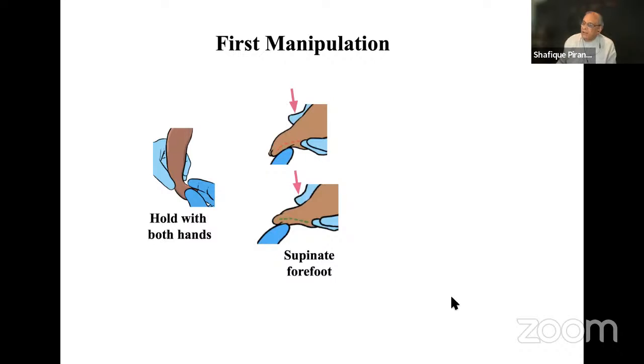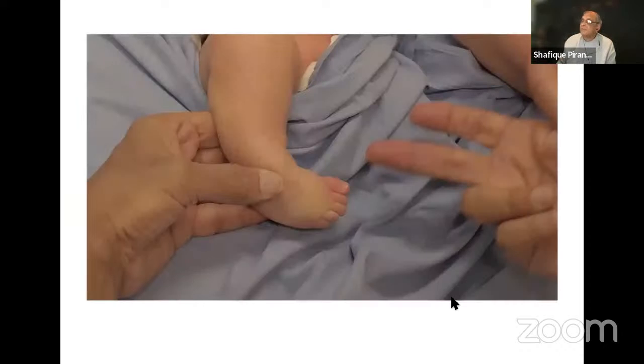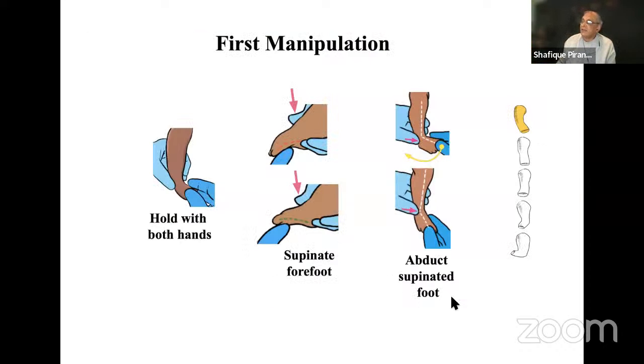Your long finger, which is underneath the first ray, elevates the first ray, whilst the thumb, which is the pink arrow, provides counter pressure on the head of the talus to correct the cavus and supinate the foot. And then the abduction of the forefoot is where the index finger, which is on the medial side of the first ray, abducts the forefoot with counter pressure of the left thumb on the head of the talus. And then you hold the foot in that position whilst the first cast is applied.